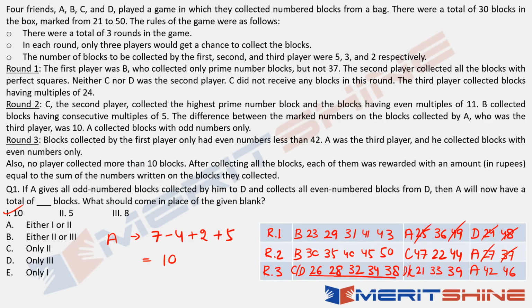So it's right. There is no problem with that. If we assume that D is player 1 in round 3, then A after this condition ends up at 10 blocks. A will now have a total of 10 blocks. But this was under the assumption that D is the first player here. Now this is not the only case. What I'll do is, we know for sure that this is one of the options: 10.